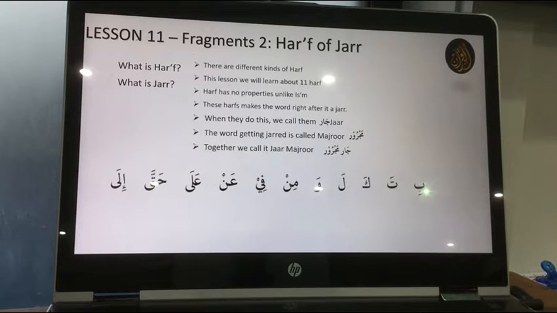Minal baitillah. Right. Now how many things here? If I want to break it down, there are two fragments here. The first fragment is harf of jar. This is min. That's how harf of jar works. That's why it's minal baiti. Sorry, it's not baita, it's baiti. Minal baiti. And baitillahi is our mudaf ilayhi, idafa. Very good.